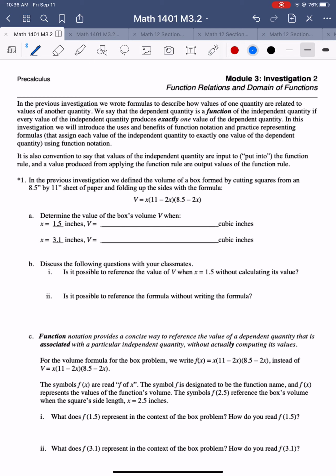So this is Module 3, Investigation 2. This investigation is about function relations and the domain of the function.